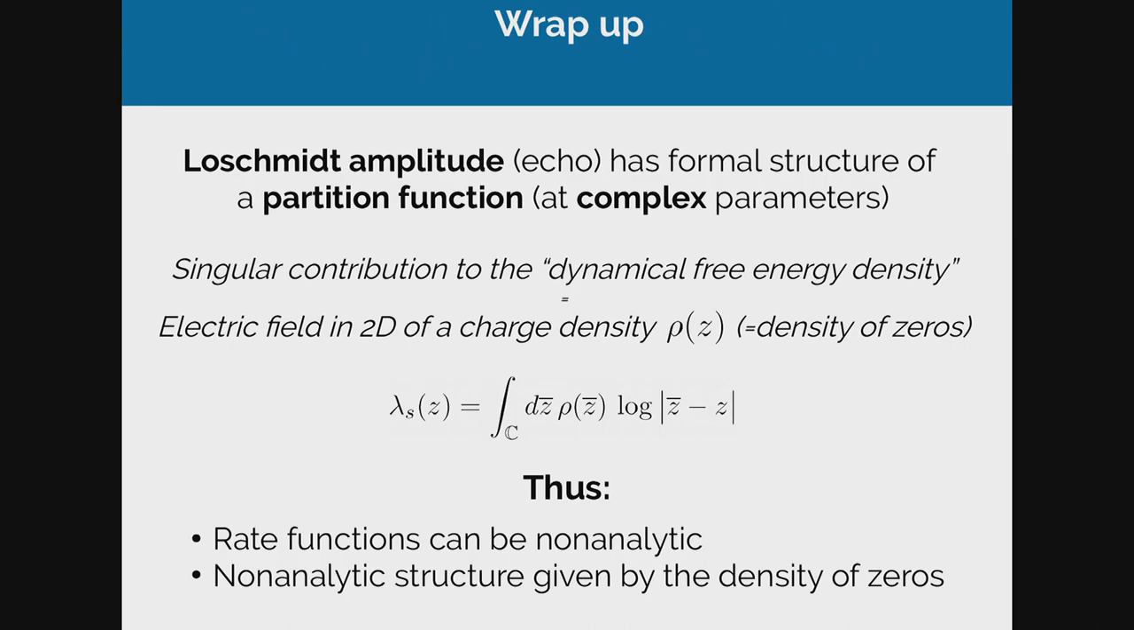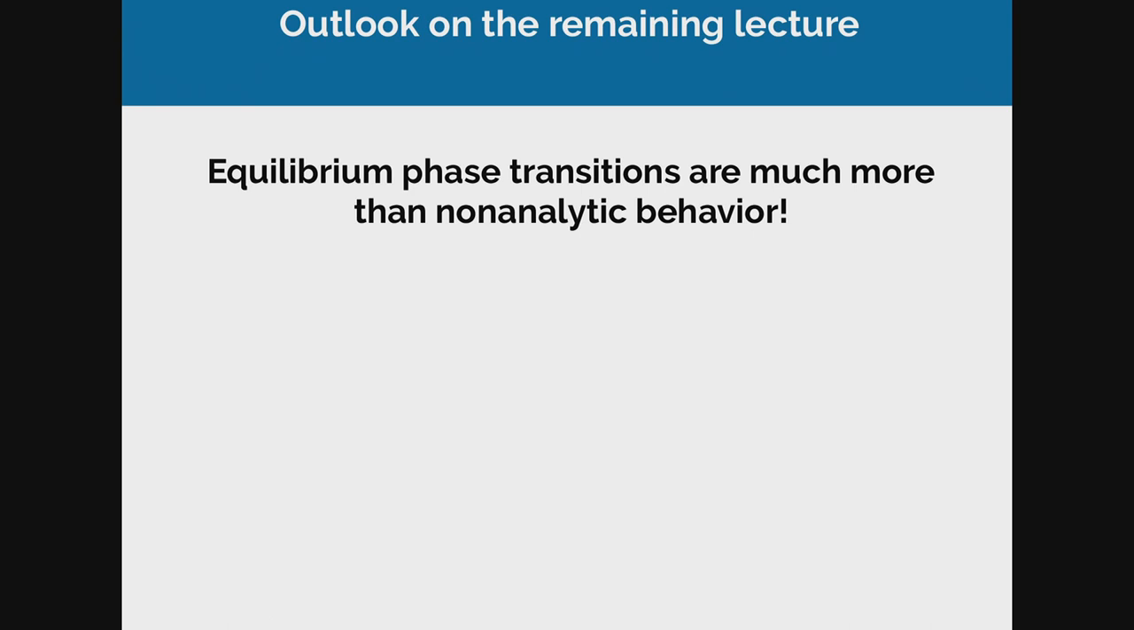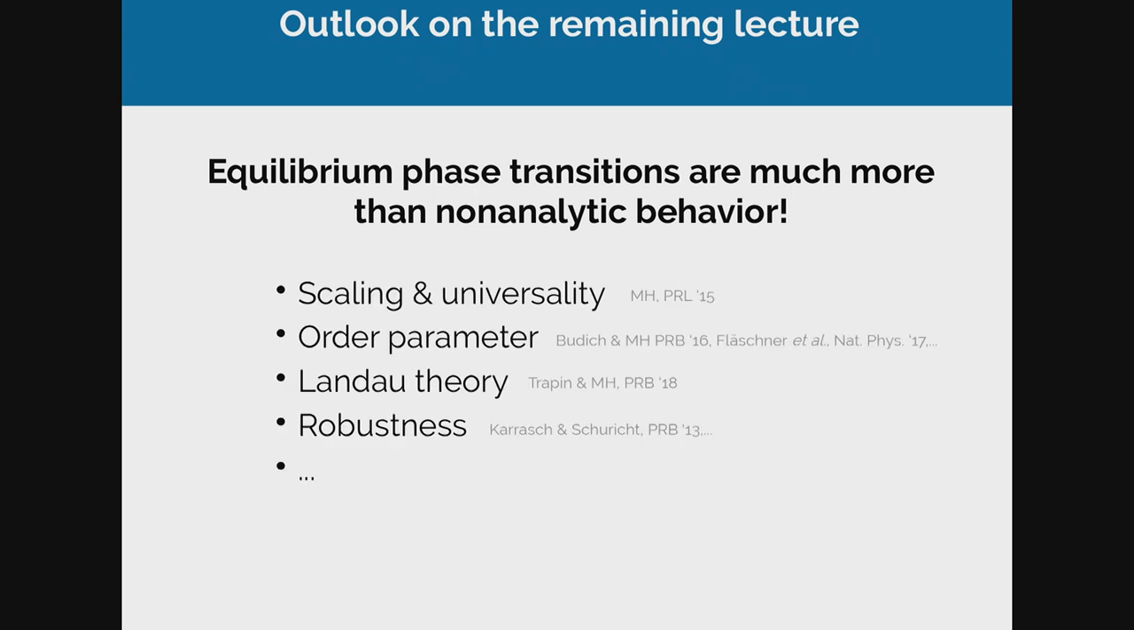Okay, now this was more like a formal part to show that these things can be non-analytic, so why these dynamical transitions can appear. But now comes the more important part, and that is, of course, equilibrium phase transitions are much more than just non-analytic behavior of a free energy. For example, there are the powerful concepts of scaling and universality. There's the notion of an order parameter. We know how to macroscopically describe phase transitions in terms of Landau or more generally field theories. There's a certain kind of robustness of phase transitions to perturbations and many more. One could list many more of these points.